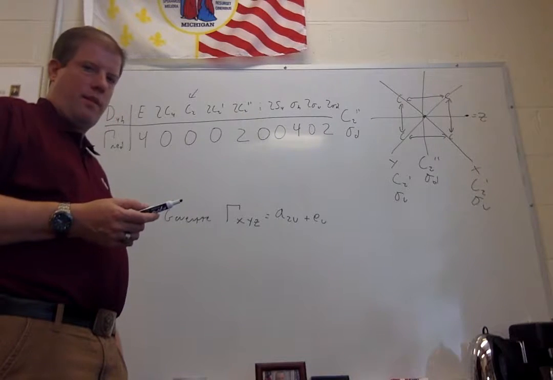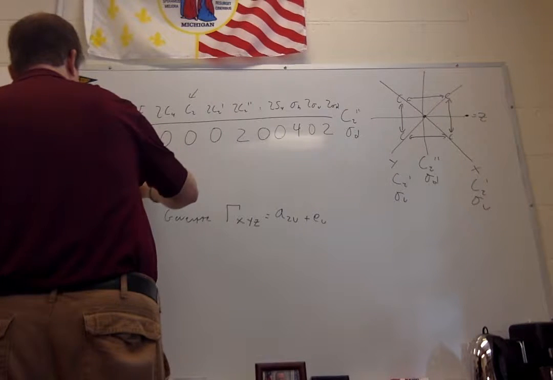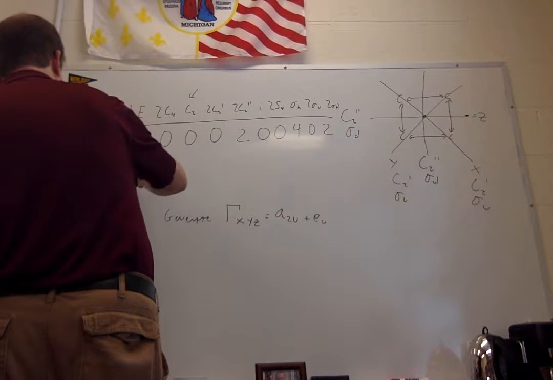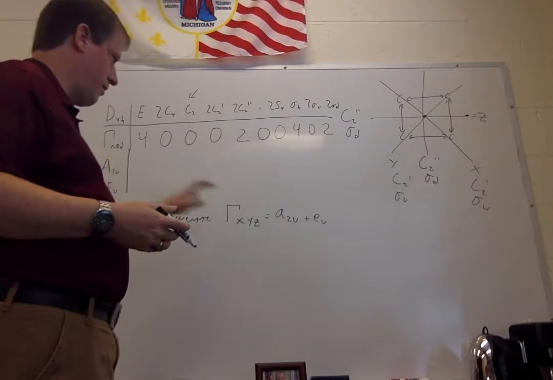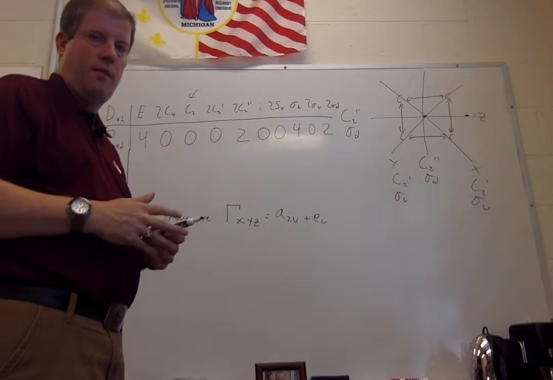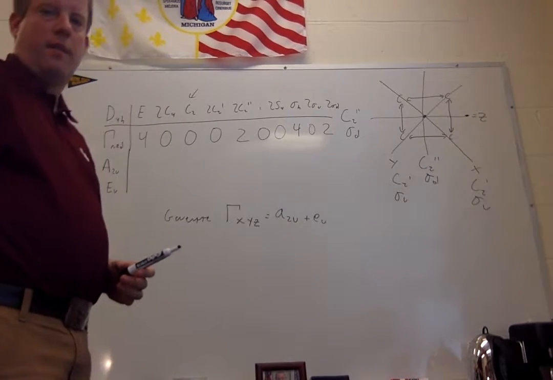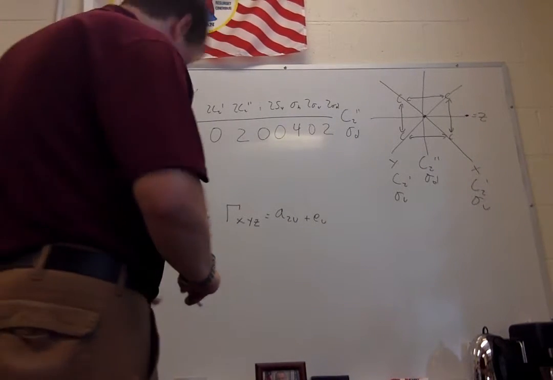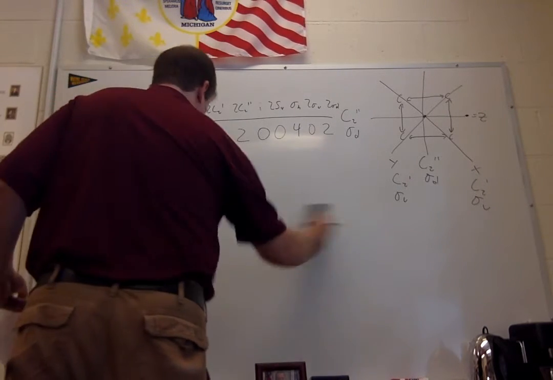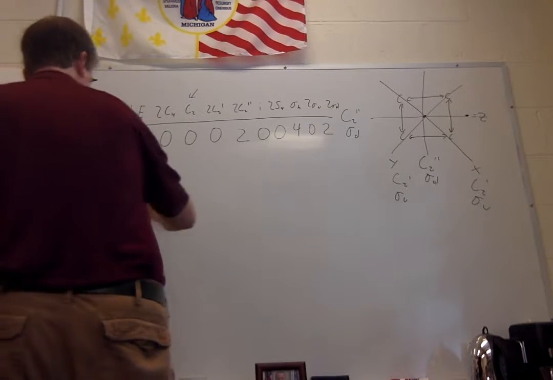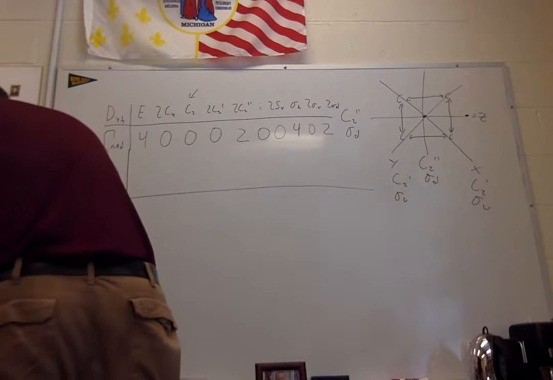And so in order to get this, I'll put this on here so you can see, as I sum all of the characters up for this and this under their respective classes, and that generates gamma XYZ. So, let's do that.